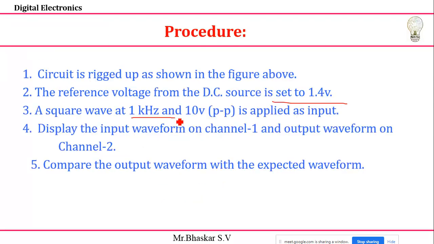So first what you need to do, you need to rig up the circuit. After that you need to set the voltage of 1.4 volts, and after that you need to use a square wave of 1 kilohertz and 10 volts peak to peak. After that, connect channel 1 to the input and channel 2 to the output, and you can observe the clamping waveforms. We'll see how we are going to do that process.